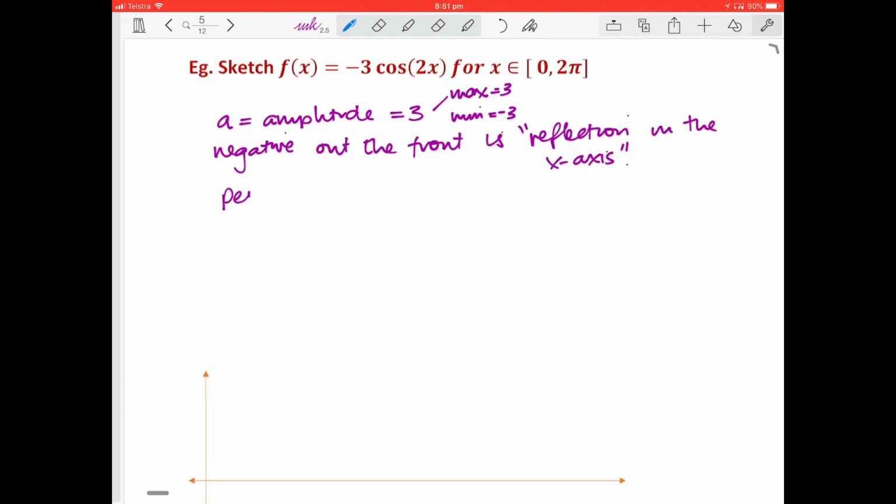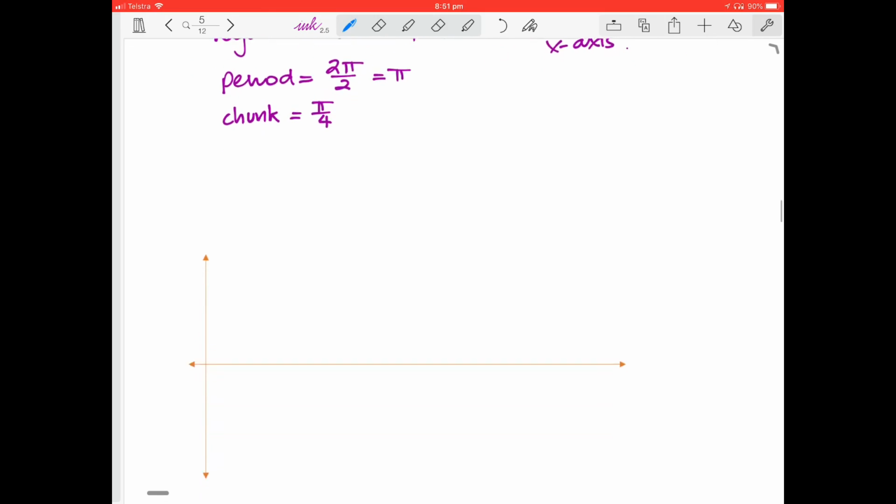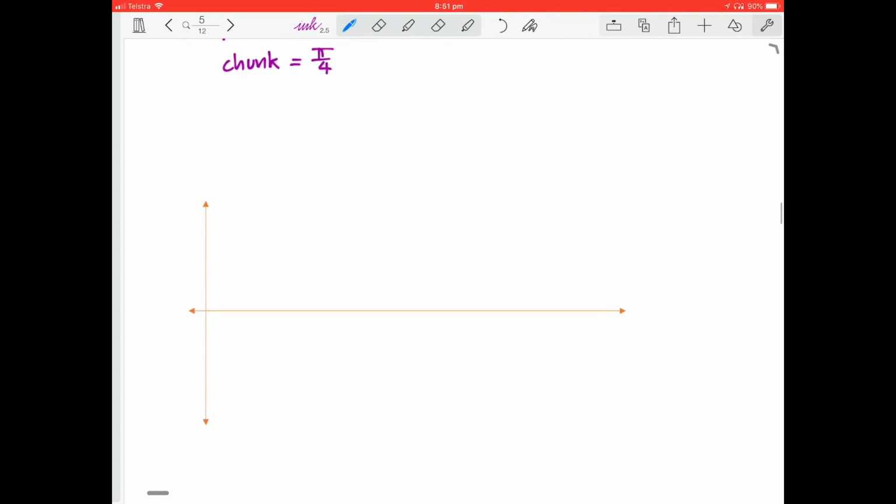Our period in this case is a little bit different. And this is where chunks help. So our period is 2 pi on 2, which is pi. So it takes us a distance of pi to draw one full graph, which means that a chunk is now pi on 4. Now how does that affect our graph? We know it's got to go up to 3, down to -3. Try and keep your scale good.